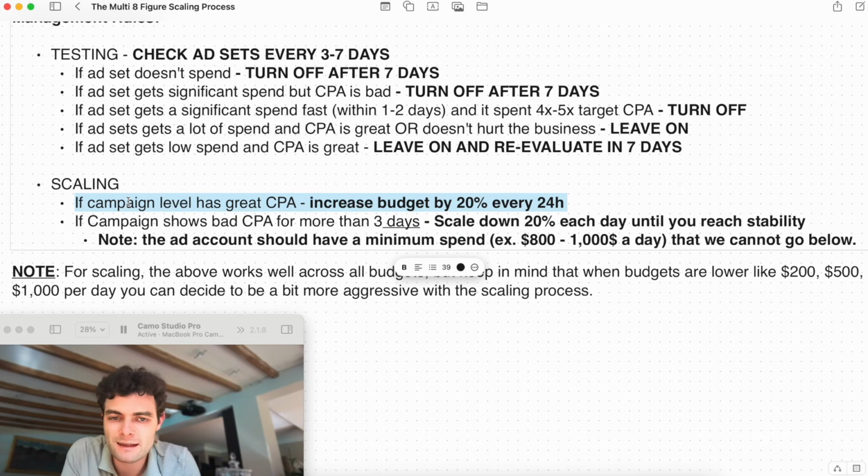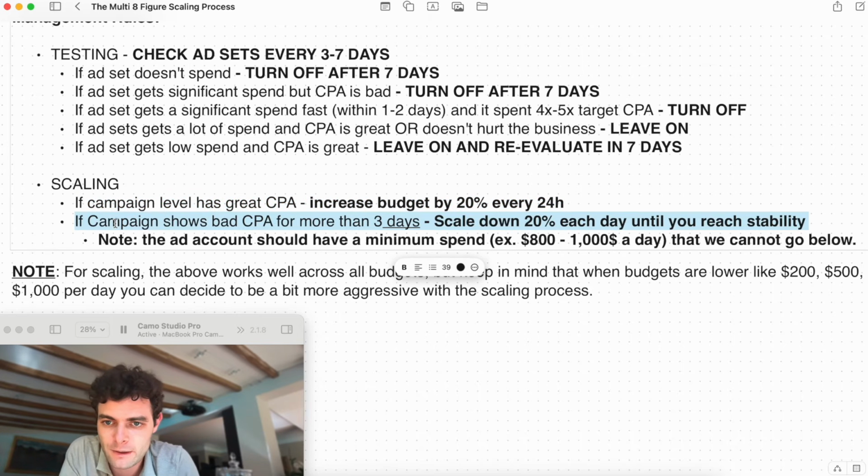The thing is that when you're spending like 5, 10, 20 grand a day, going from 20 grand to 40 grand is really risky because your budgets are already high and your impressions are already high and you're reaching a lot of people. And so that's when you can scale by 15-20% at the most, because then it's too much.